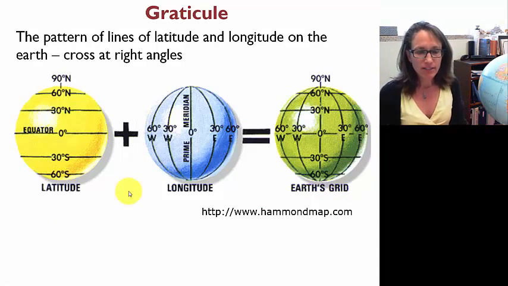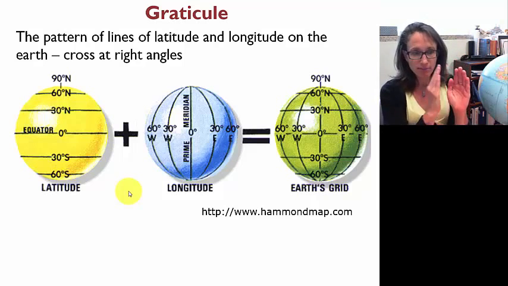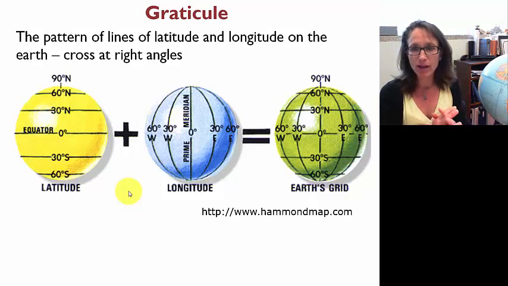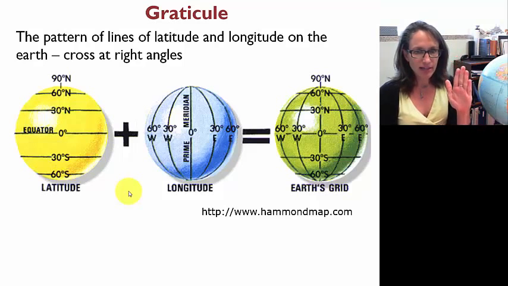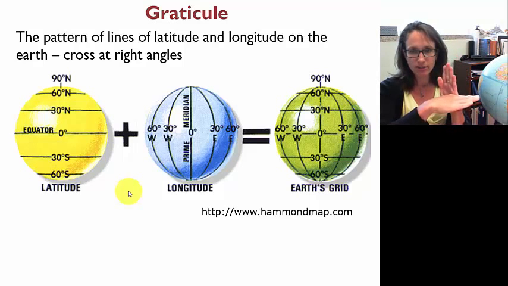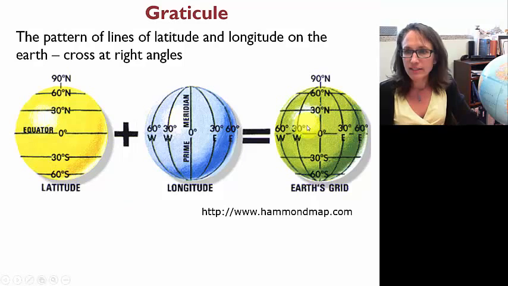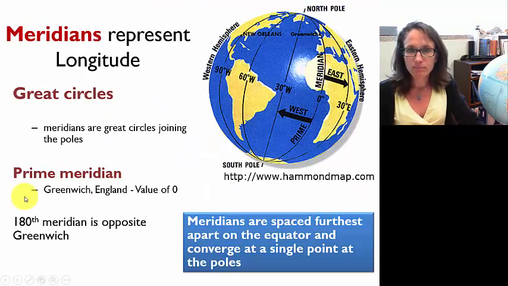So the network of these lines of latitude that measure our distance north-south and the lines of longitude that measure the distance around the globe east-west together are called our graticule. And lines of latitude and longitude cross each other at right angles. And together they create our Earth's grid or graticule. So here we have the equator, which is 0 degrees of latitude, and our parallels are lines of latitude, and our meridians are lines of longitude.